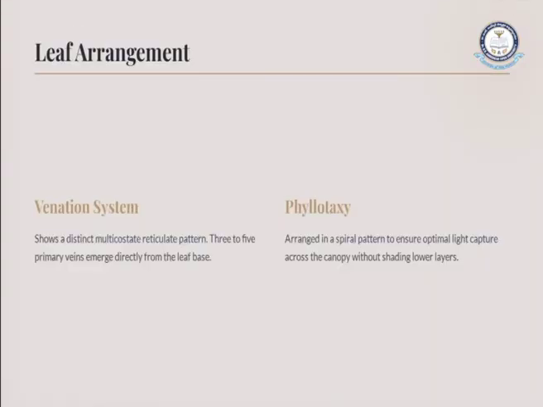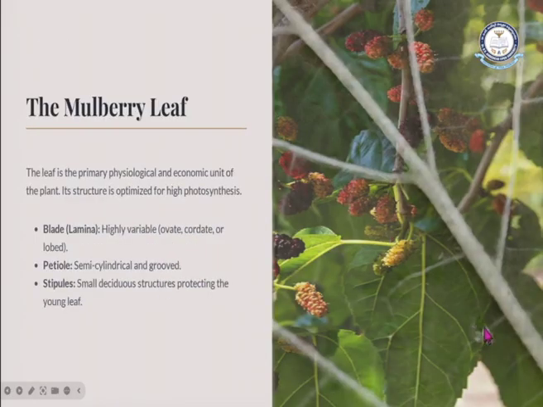We see the leaf arrangement. Majorly, if we see the leaf, it is of the venation. The venation of the leaf shows a distinct multi-cascade reticulate pattern. 3 to 5 primary veins emerge directly from the leaf base. These are not arising from the middle of the leaf, rather they are arranged from the leaf base.